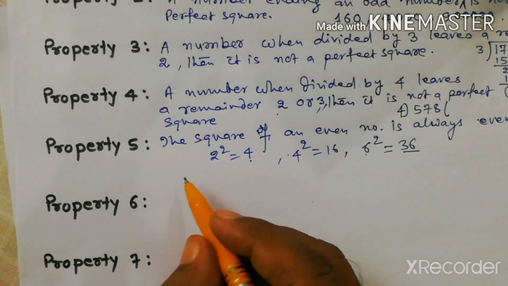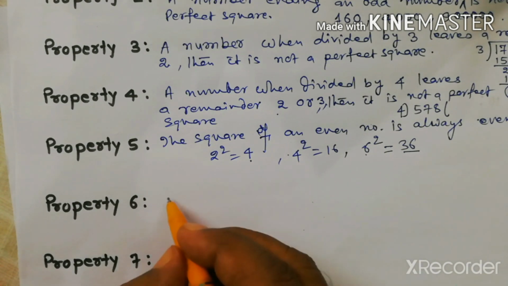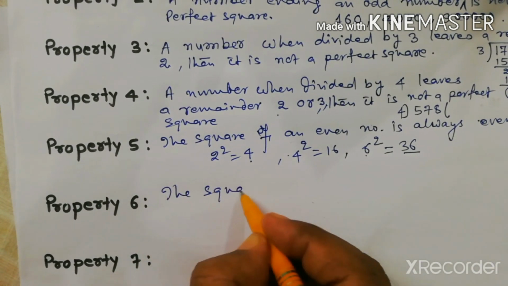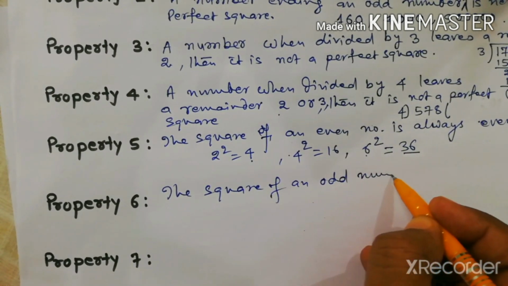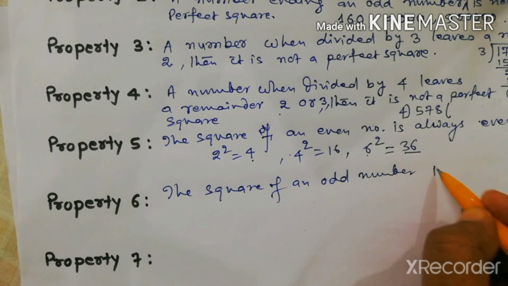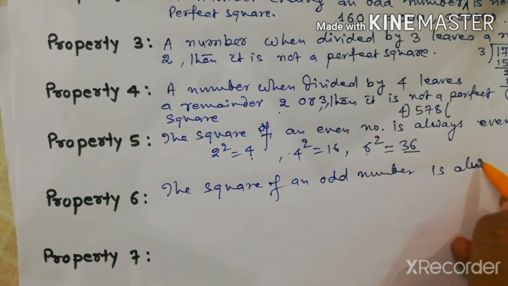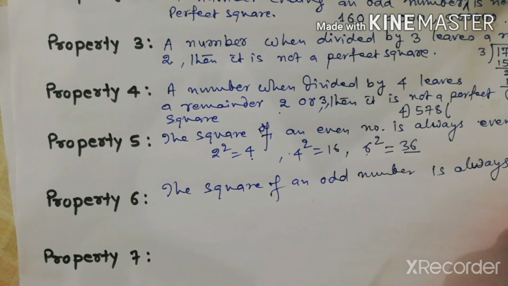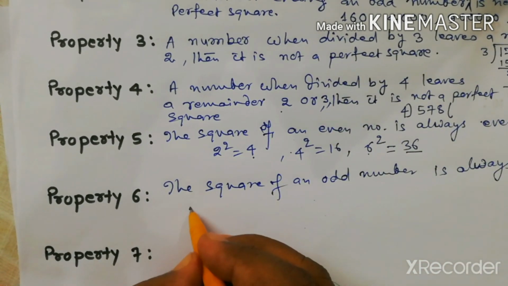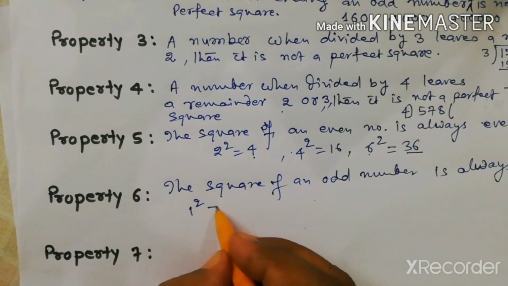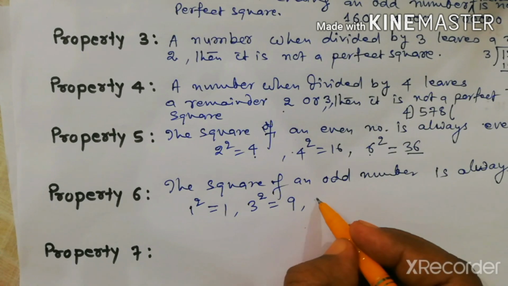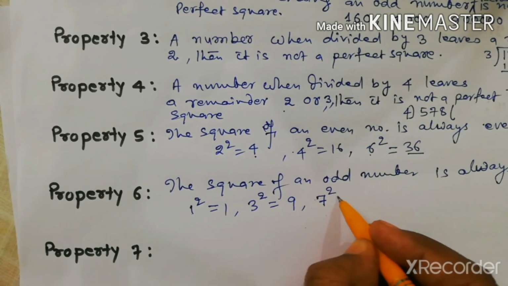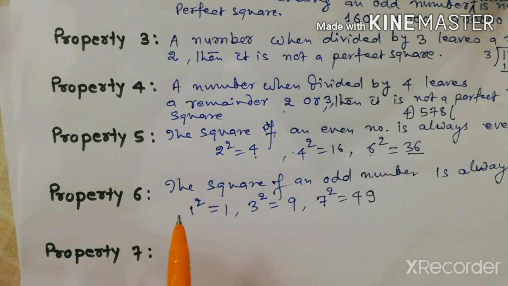Property number 6. The square of an odd number is always odd. For example, 1 square, 1 is an odd number and its square is 1. 3 is an odd number and its square is 9. 7 is an odd number and its square is 49. So the square of an odd number is always odd.